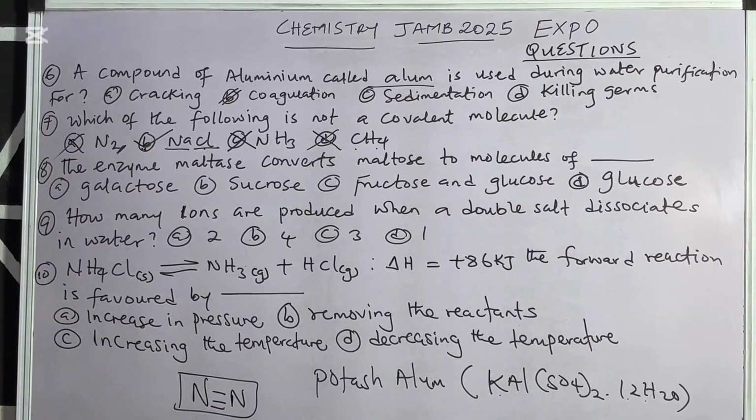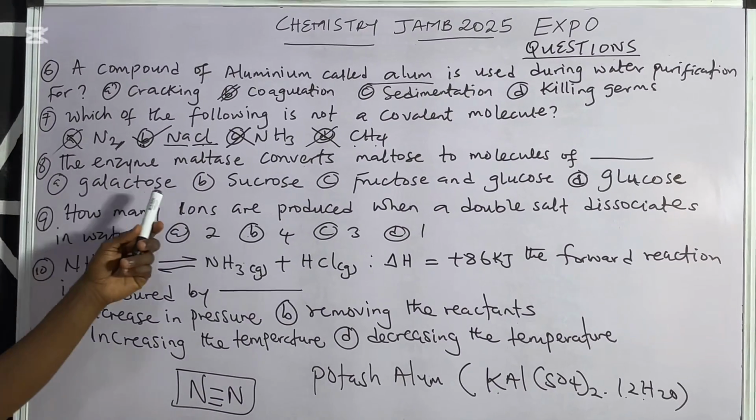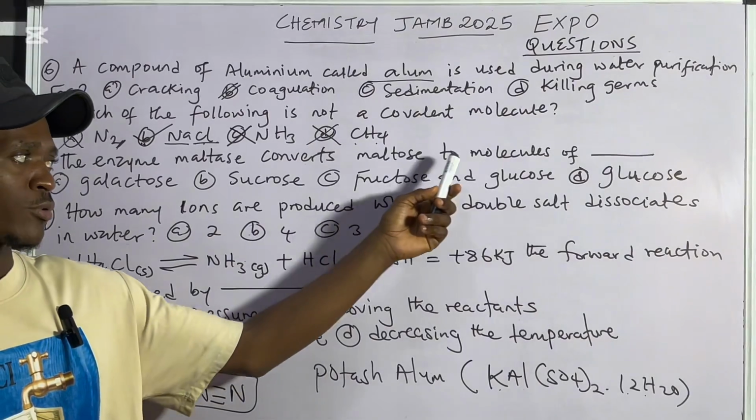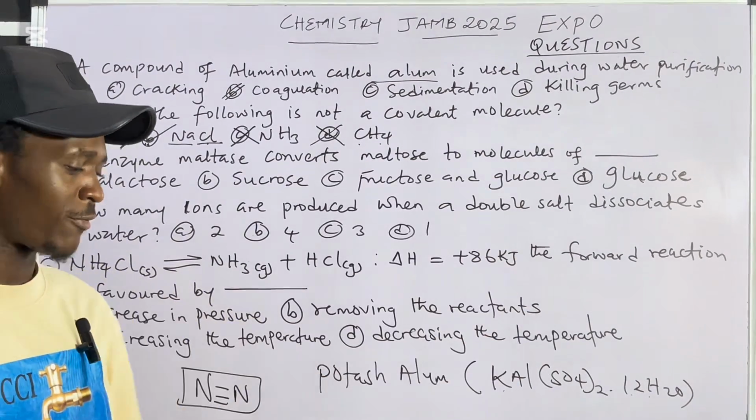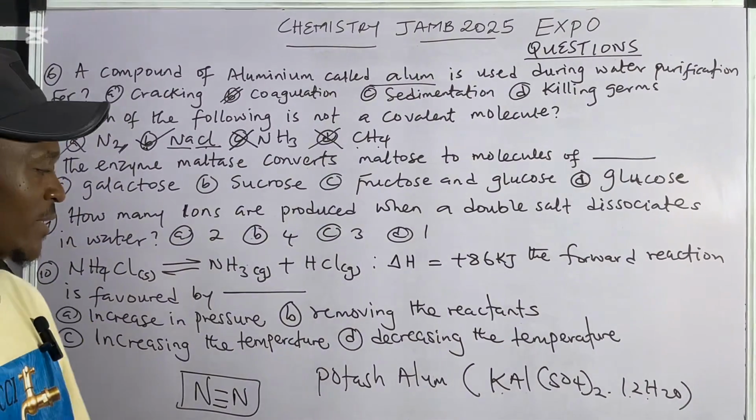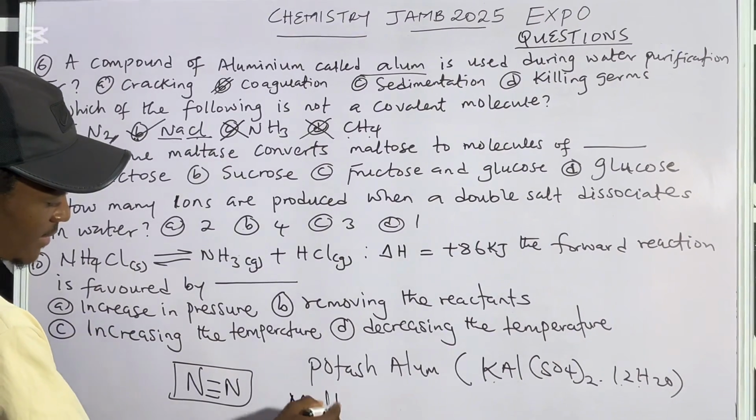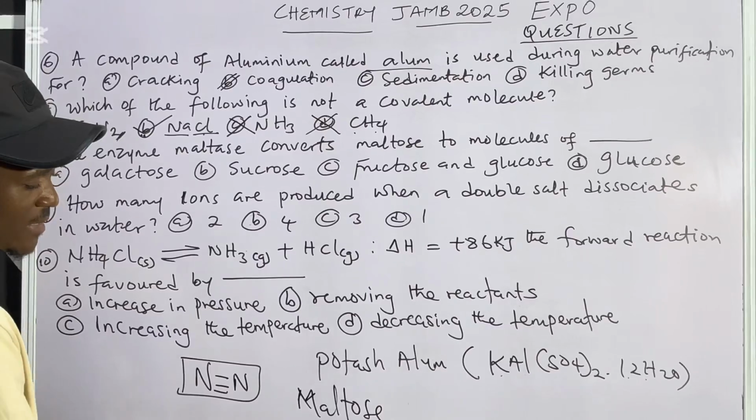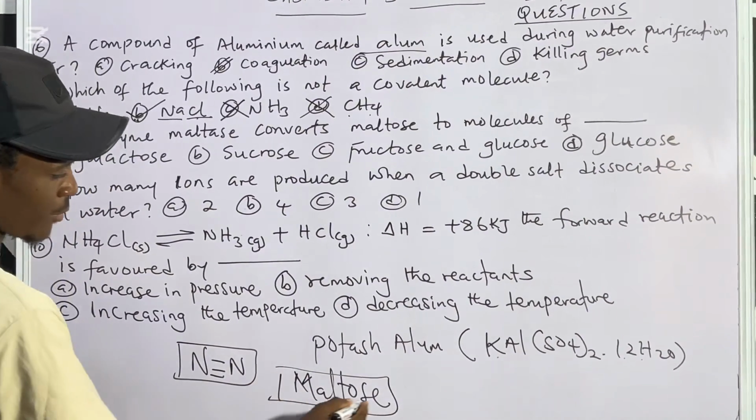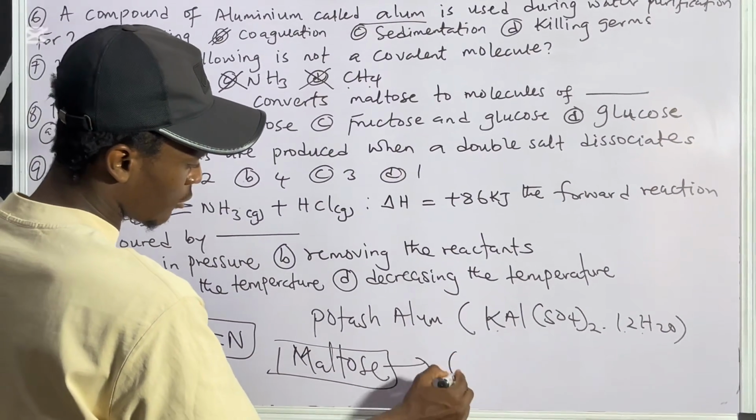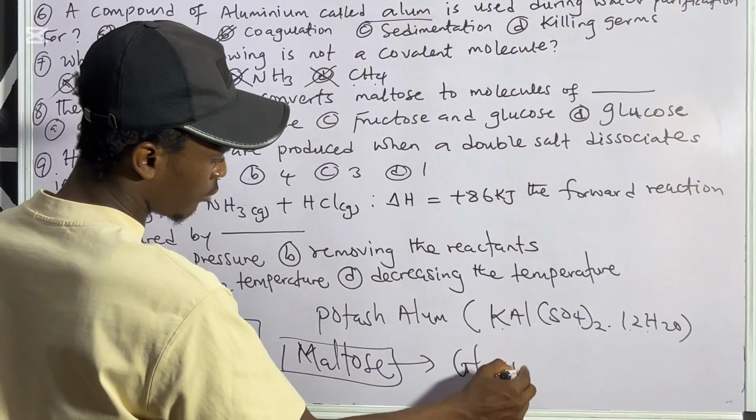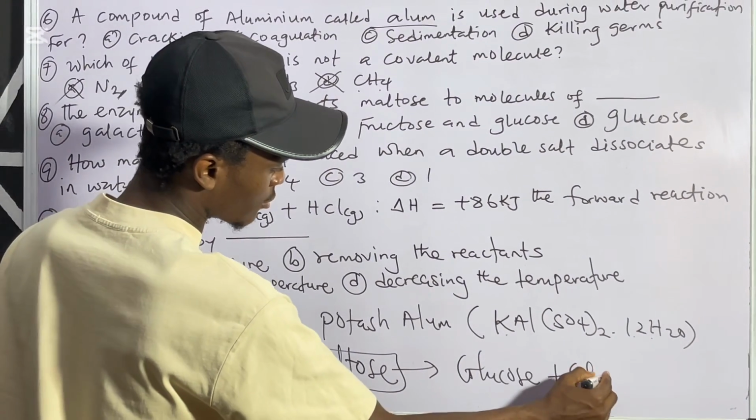All right. Then number 8, the enzyme maltase converts maltose to molecules of. This question is a very cheap one. Now, you know that maltose is a disaccharide, and maltose, when it is broken down, it releases what? Glucose units, about 2 units of glucose.